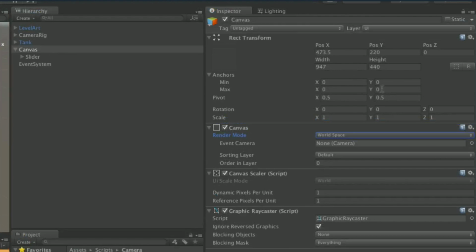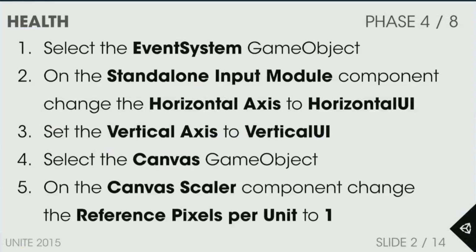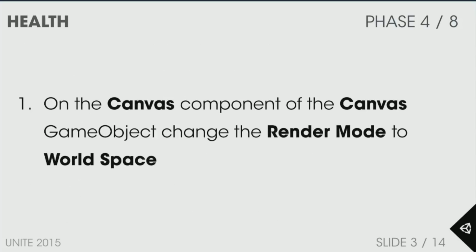So I'm just going to backtrack, recap a couple of steps there. So with our event system, we've had to rename a couple of axes so they don't conflict with our input manager. We've set horizontal and vertical to horizontal UI, vertical UI. On the canvas scaler, we've set reference pixels per unit to 1 so that the values will make sense once we've scaled it all the way down to the size of the tank. And then on the canvas component of the canvas game object, we've set that render mode to world space so that it can be just a small plane in the world that we can mess around with.